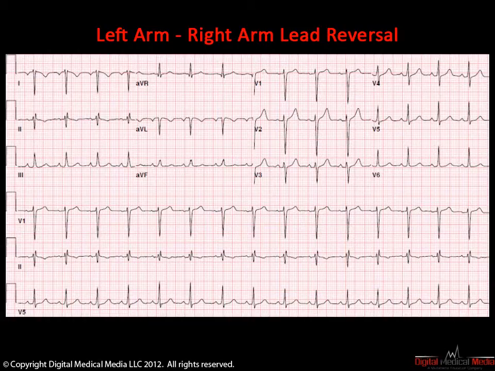However, leads V1 through V6 will not be normal. There will be regression of the QRS voltage across the precordium because you are moving further and further away from the heart as you move from V1 to V6. Therefore, when we see this pattern, think either dextrocardia or limb lead reversal, and look at the precordial leads. If they are normal, then it is left arm, right arm reversal.